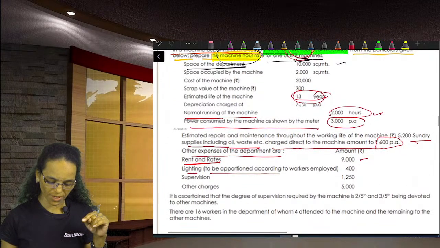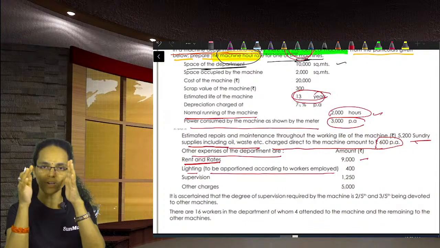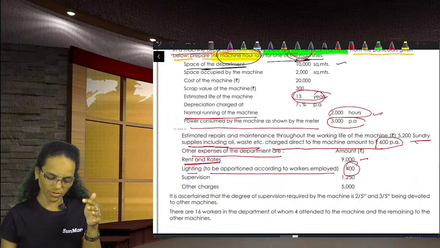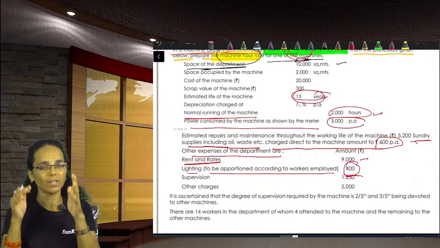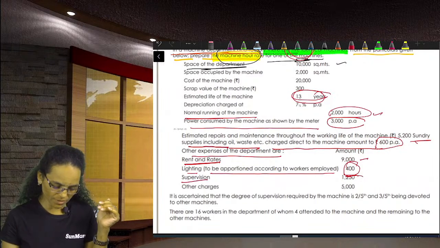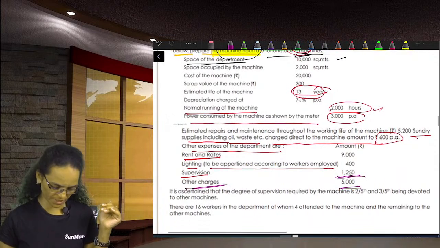Lighting is to be apportioned according to the number of workers. See, you first find out the ratio of the number of workers, then on that ratio you give the lighting expenditure to the particular machine. Supervision is 1250 rupees. Other charges are 5,000 rupees.